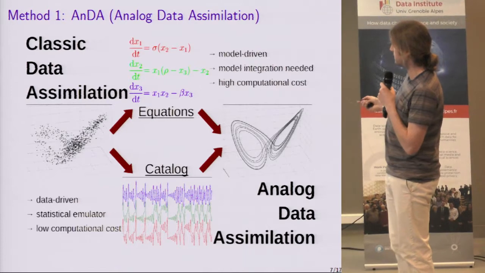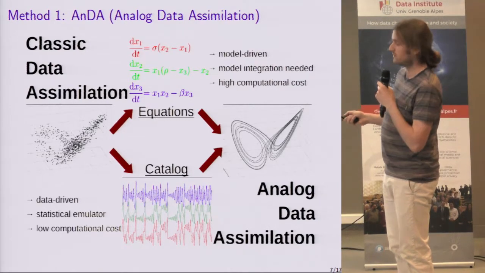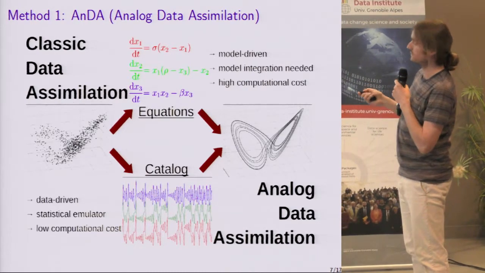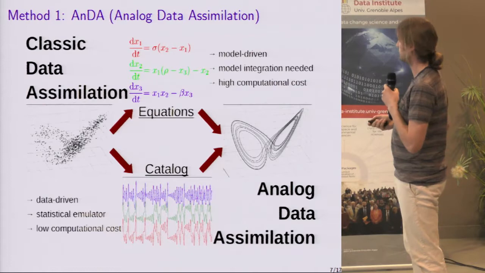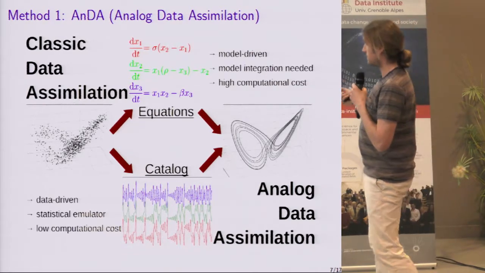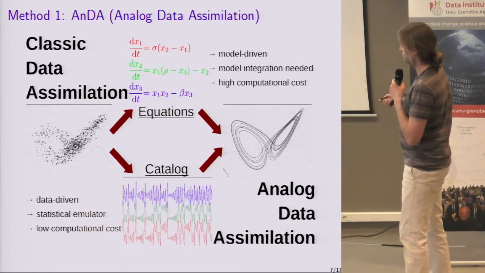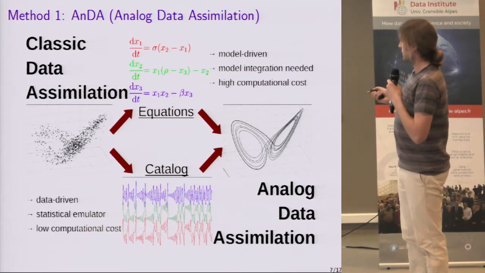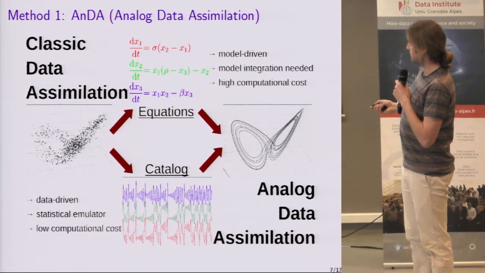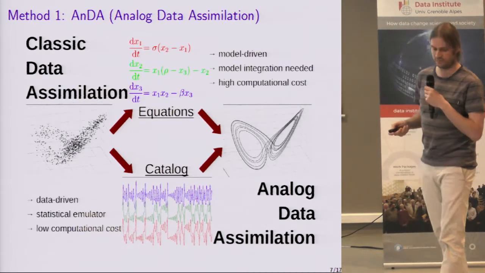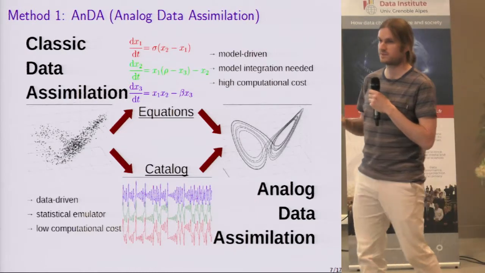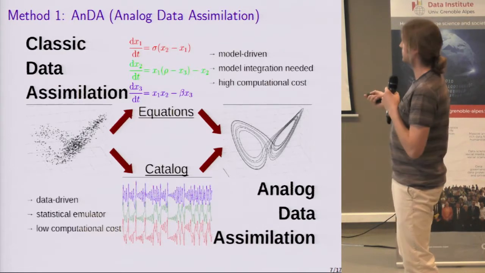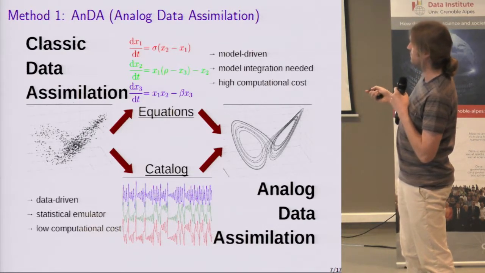So what we are developing in Brest is an alternative. We don't want to integrate the model at each time step. Instead, we want to use historical data sets of your system. This historical data set is called the catalog, and it can come from real observation of your system, or it can come from a numerical simulation of your system.